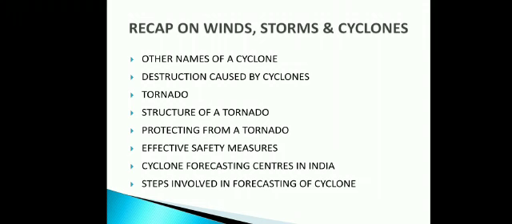Next one is effective safety measures. On the part of the government, a cyclone forecasting and warning system is already installed. Based upon this information, the government will provide information to the people in time through a rapid communication system. And then they will arrange for people to move faster to safe places. On the part of the people, we have to cooperate with the government.